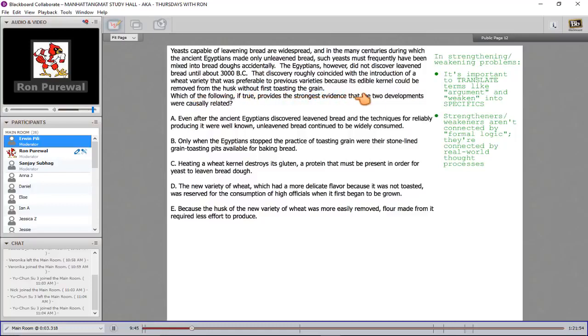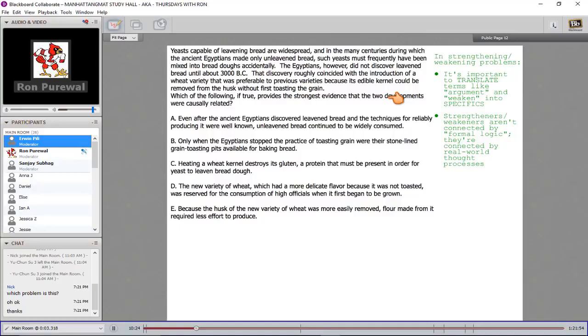Which of the following provides the evidence that the two developments were causally related? What are we trying to do? Which problem is this? This is a problem from the GMAT prep software. Those problems don't have numbers. I don't know if they have identifiers of whatever type. This problem might be problem 1 on someone's test and problem 38 on someone else's test. We don't know.